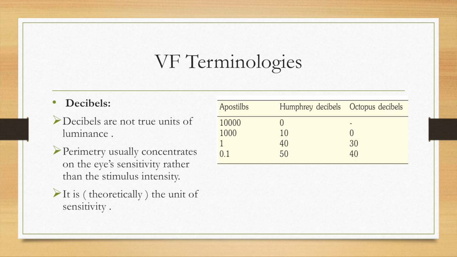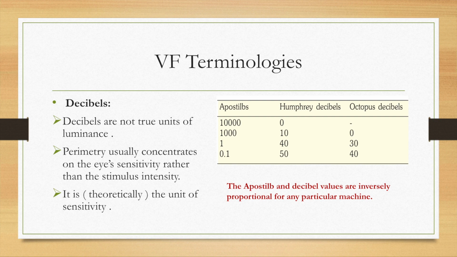So the apostilb is the unit of luminance. The decibel is the unit of sensitivity. The apostilb and decibel values are inversely proportional for any particular machine.